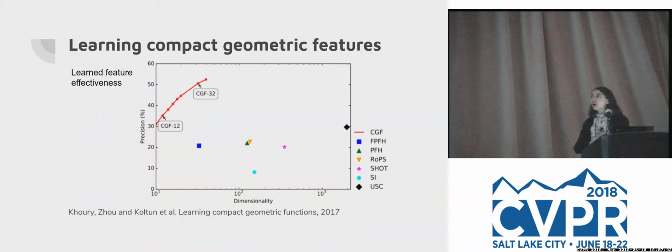An interesting outcome of these newly learned features is that they actually perform very, very well. If you compare on this graph their precision versus their dimensionality against other known features that work in 3D, you can see that these newly learned features, which you can learn at any dimensionality you want, but ranging between 12 and 32, for such a small compact representation, have much higher effectiveness.